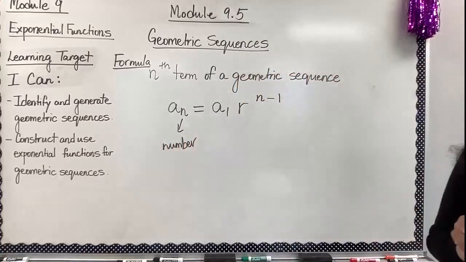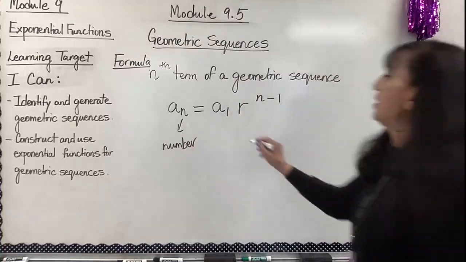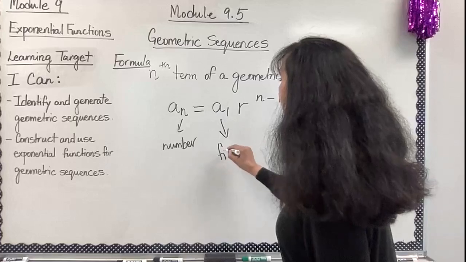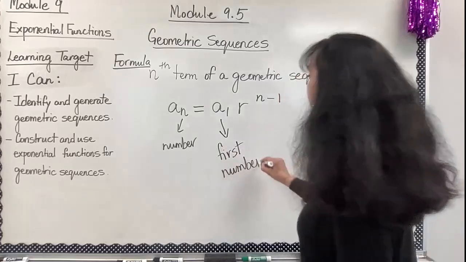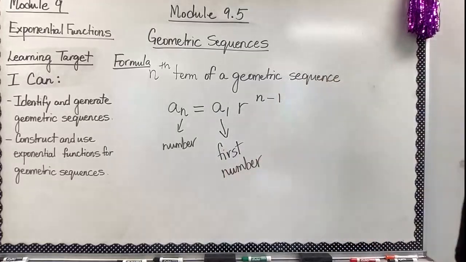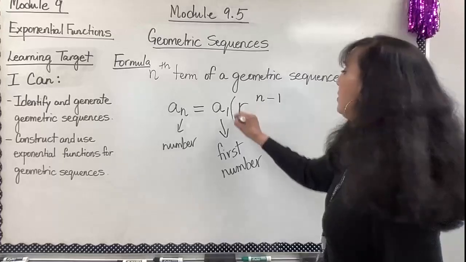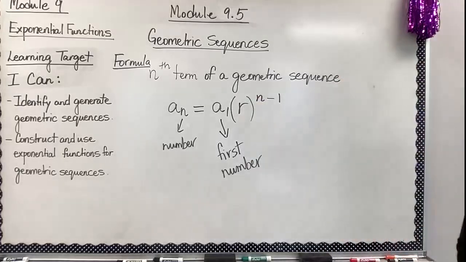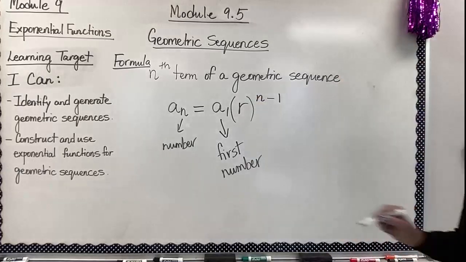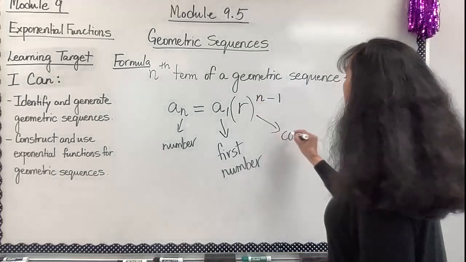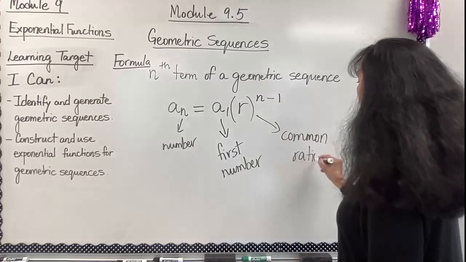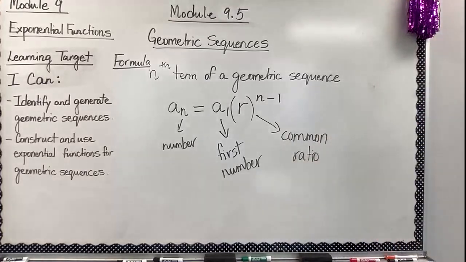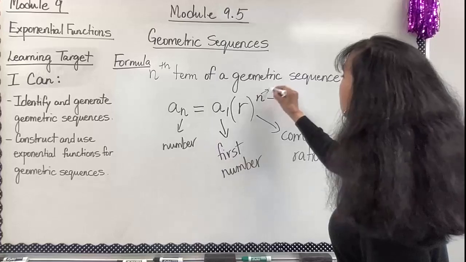A1 is nothing but the first number. This is my first number. And then r is my common ratio, and the n is the number, whichever one that I'm trying to find. So same thing here, this is for that number too.